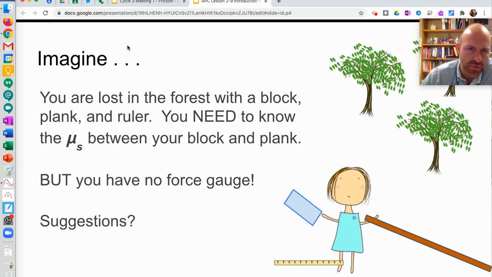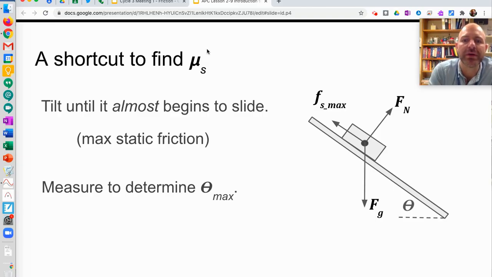So imagine, if you will, that you're lost in the forest with a block, a plank, and a ruler, and you need to know the mu-s between your block and your plank. I don't know why. But you don't have a force gauge. What could you do? Well, I kind of gave it away earlier, but if you keep lifting up the plank to increasing angles and are able to measure the dimensions here, when it first begins to slide, you have just passed Fs max. And so you can fiddle around with it a little bit until you find the angle at which it releases and say, that's when Fs max was just overcome.